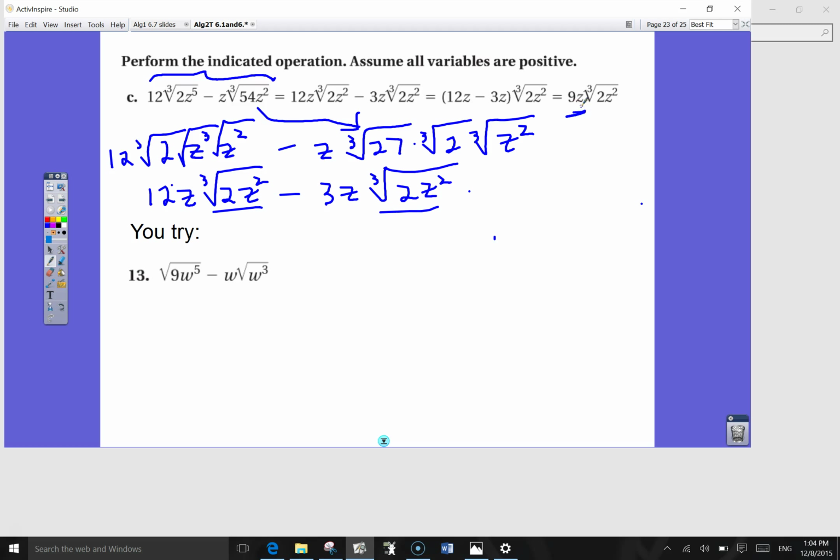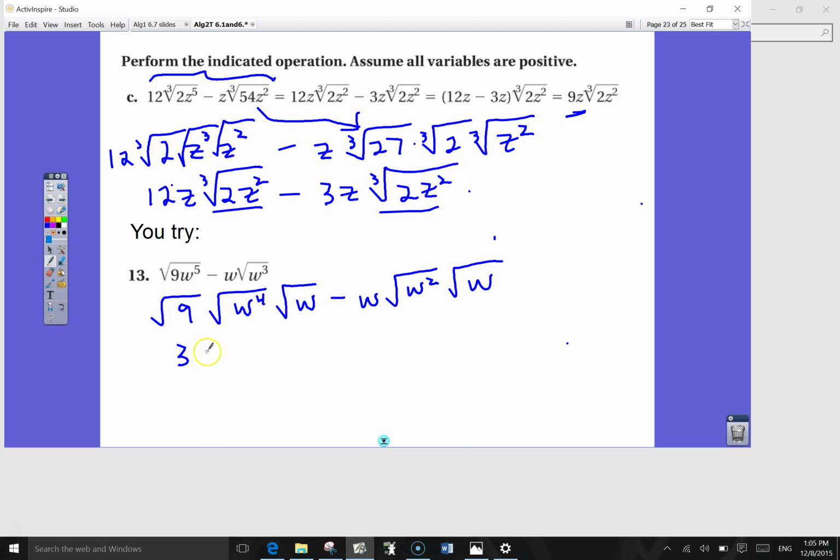So you go ahead and try this one underneath, 13. Pause and hit play when you're done. So this I could split up. This is the square root of 9, the square root of w to the fourth, and the square root of w. Minus w times the square root of w squared times the square root of w.